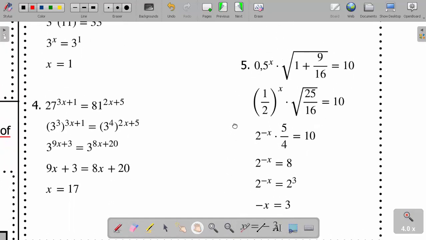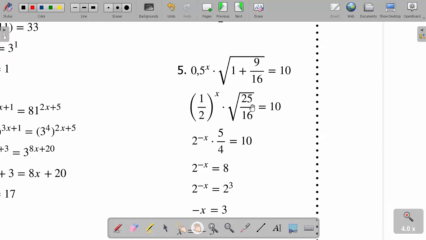Then next example here, I have 27 power 3x plus 1 equals 81 power 2x plus 5. So what is happening now? I can say this is the same as 3 cubed, then power this one here. What about here? 3 power 4, power this. When I distribute this outside the brackets, I'm going to get 3 times 3x gives me 9x plus, what? 3 times 1 is going to be 3 here. Then 4 times 2x gives me 8x. Then 4 times 5 gives me 20. So that I have the same bases, now I can drop them and get my x as 17 after solving for x.